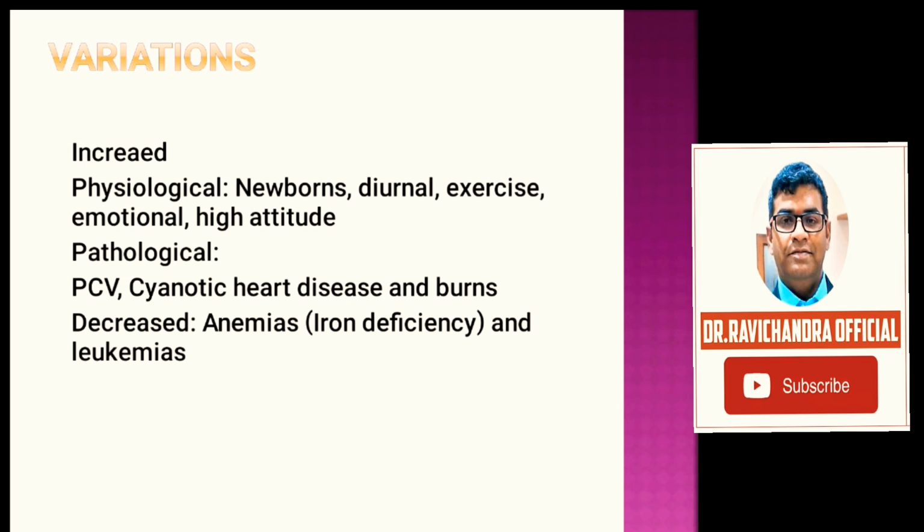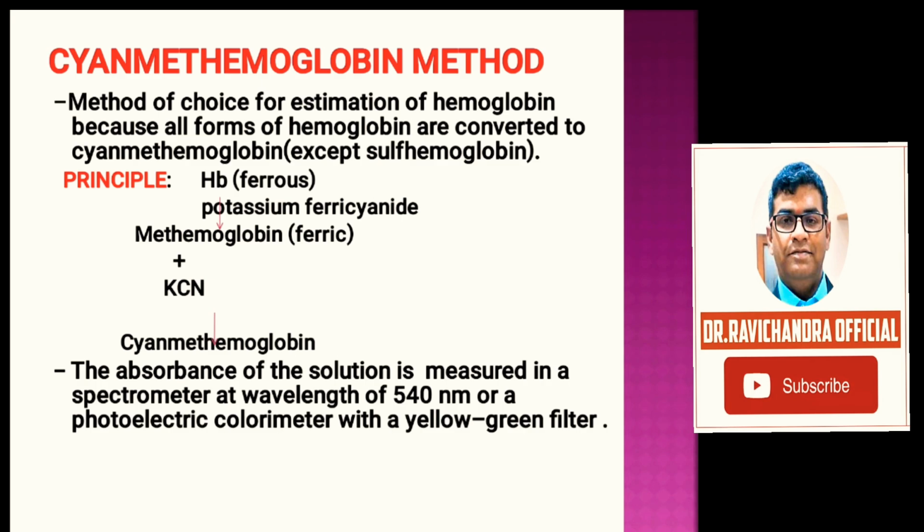Hemoglobin is increased in physiological conditions and pathological conditions. Coming to the physiological conditions, it is increased in newborns, there is a diurnal variation, and it increases during exercise, in emotional conditions, and at high altitudes. Pathological conditions include cyanotic heart disease, polycythemia vera, and burns. Hemoglobin is decreased in iron deficiency anemias and other anemias, and also in leukemias.